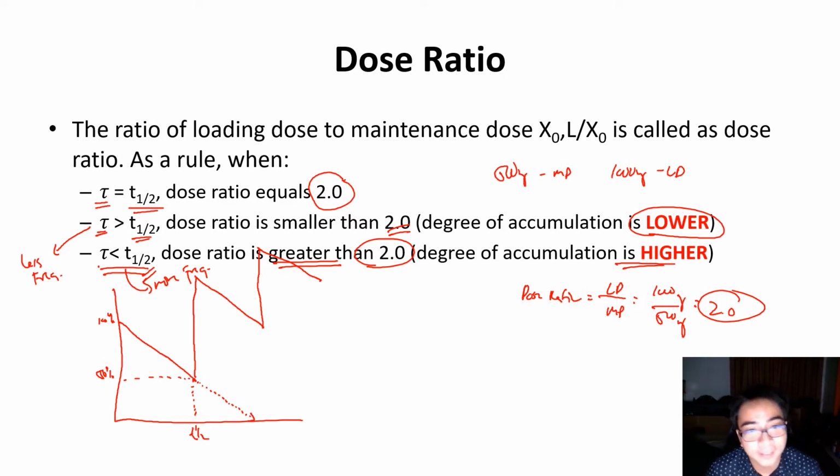body or not. Alright? Again, class, in terms of degree of accumulation, the dose doesn't really play that much of a role here. Okay, the degree of accumulation. What plays a major role here would be the dosing interval and your half-life. Okay, how often are you giving the drug, and how well is your drug being eliminated from the body?